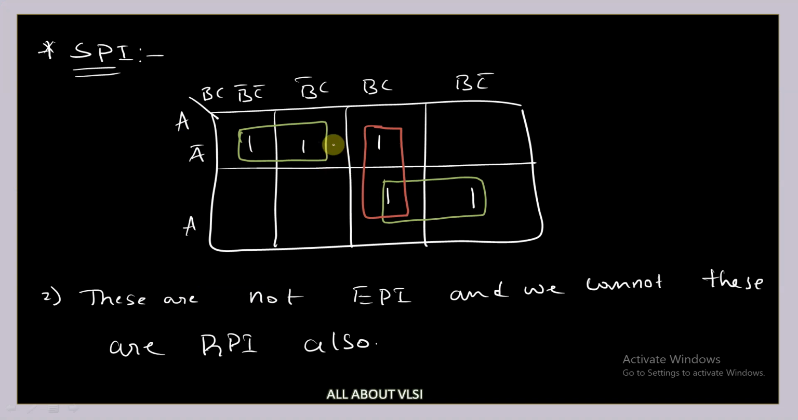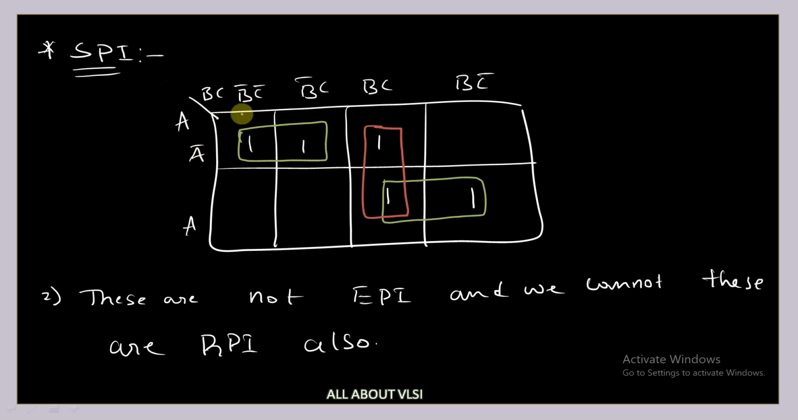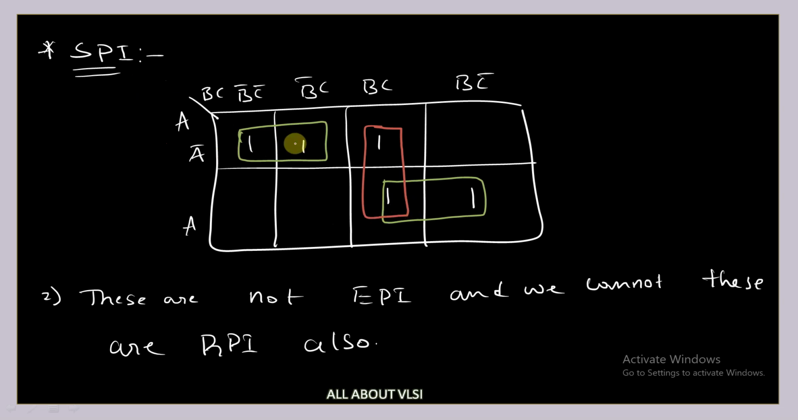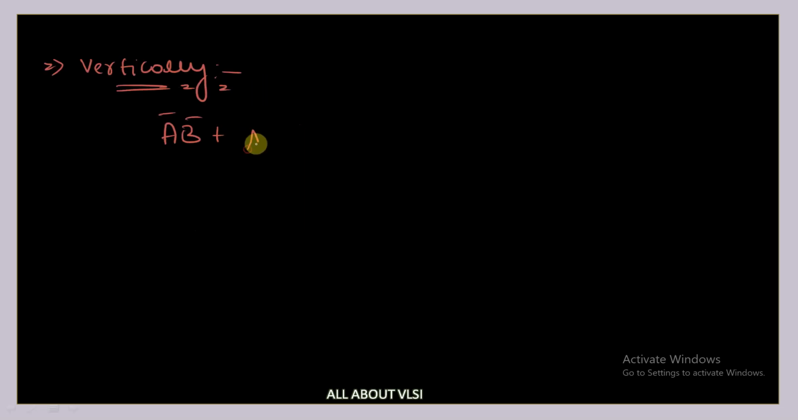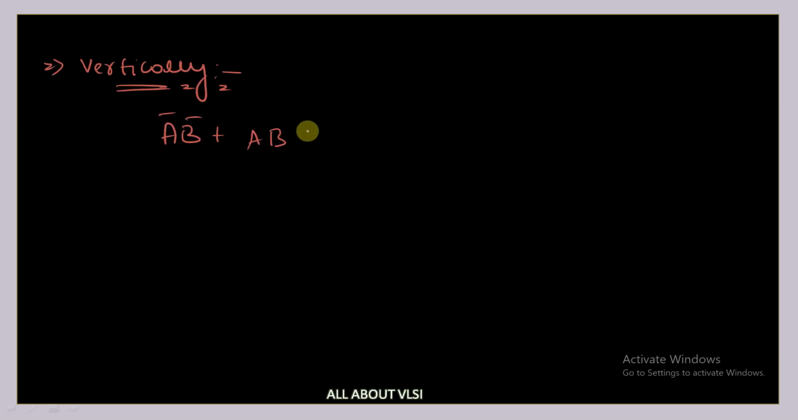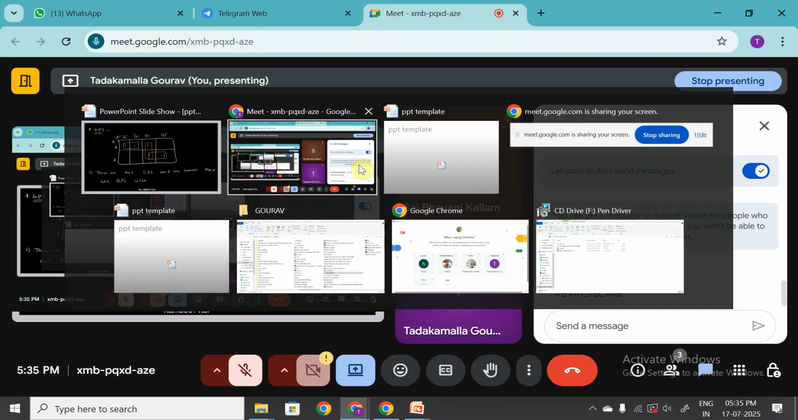So if I am grouping this vertically, what is the equation I am getting for this K map? A bar B bar plus AB plus BC. This is what I am getting when I am grouping vertically. No, we cannot group this one now. Either you can group like this or you can group like this. Either you can group vertically.